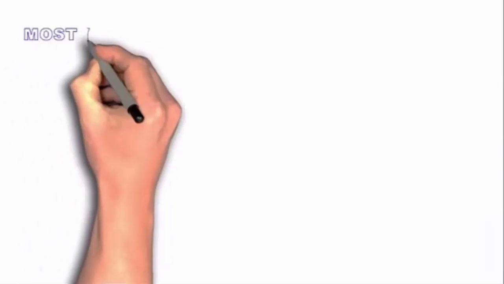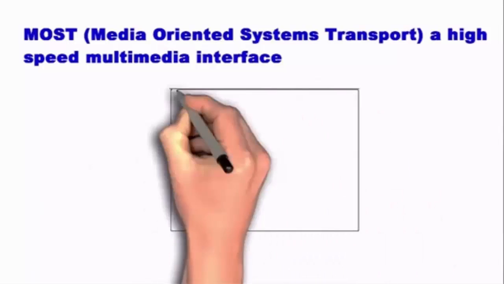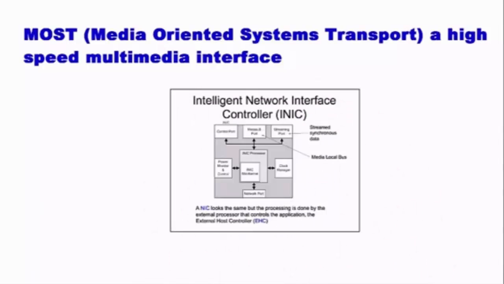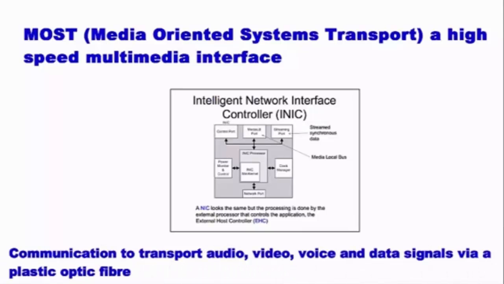Another popular and modern protocol is MOST, Media Oriented Systems Transport, a high-speed media interface. The serial MOST bus uses a ring topology and synchronous data communication to transport audio, video, voice and data signals via plastic optical fibre. MOST is a very efficient and low-cost mechanism for transporting high volumes of data. The MOST system is optimised for automotive applications. It is a low-overhead, low-cost interface used to communicate with a wide variety of peripheral devices in the car environment, like microphones and speakers.